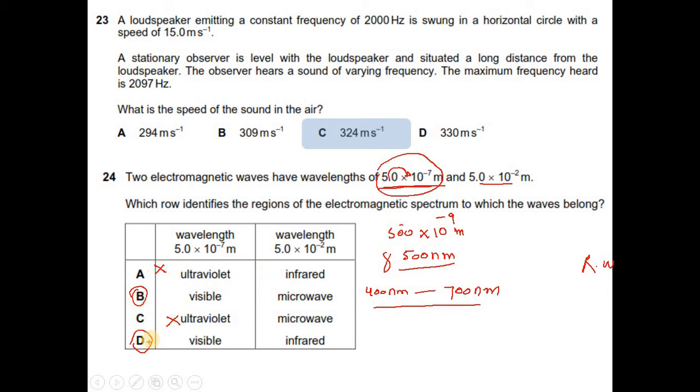Now, from B and D, just go to the second one. This is 5×10⁻², and -2 is centi. That means this is 5 centimeter, and centimeter is the range of wavelength for microwave. Microwave ranges in centimeters, 5, 6, 10, 12 centimeters. That means this wave belongs to microwave, so not infrared, microwave. So our option is B.